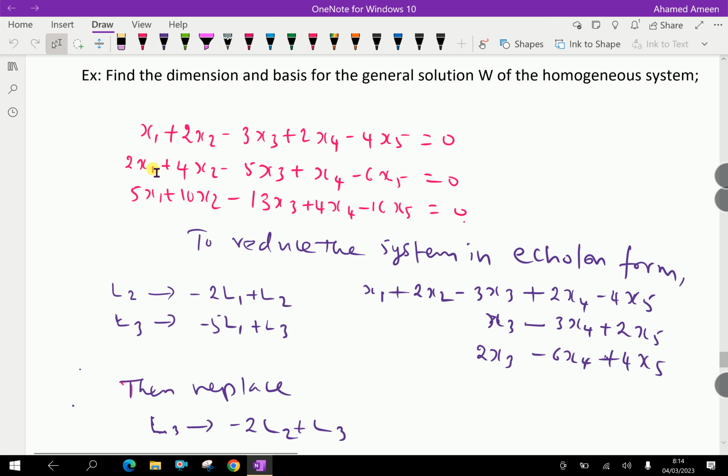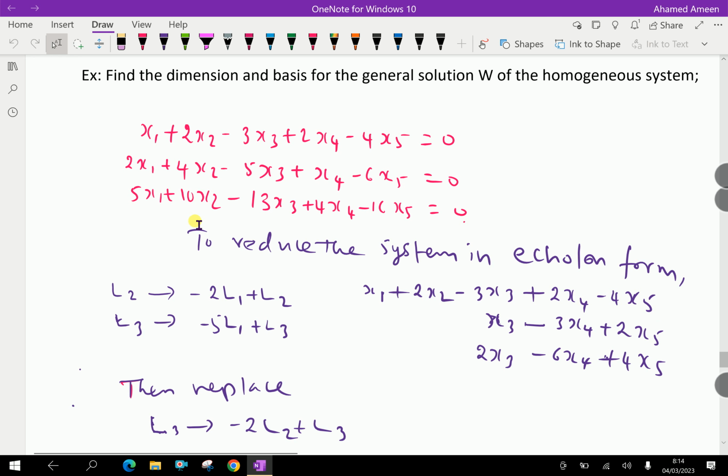Look at the second equation, L2 minus 2L1: 2x1 minus 2x1 is 0, and 4x2 minus 4x2, that is minus 2 into 2 is 4x2, gives 0. That means x1 and x2 will go. Then x3 gives minus 5x3 minus 2 into minus 3, that is plus 6. Therefore, it gives minus 3x3 here, then minus 3x4 plus 2x5.